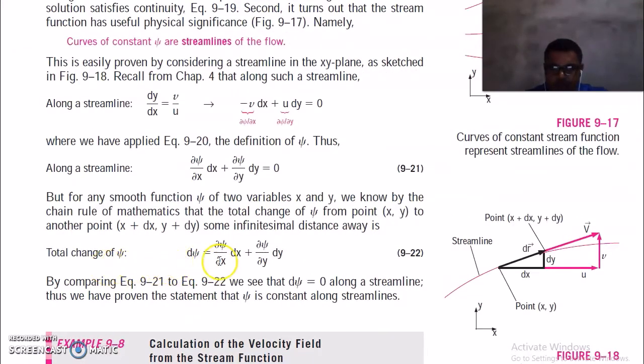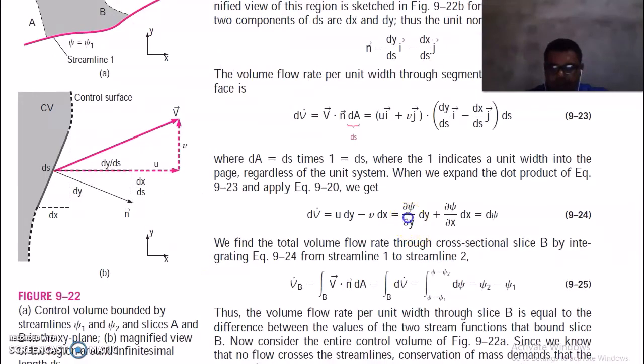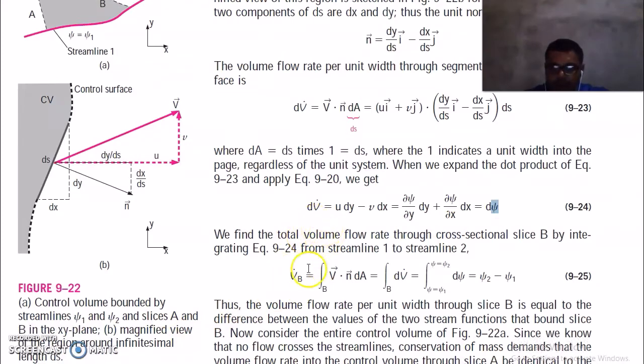So we know the total change of psi, which means you can replace this term in the equation with the terms of d psi. It means your volume flow rate is a function of psi. Now integrate this. We find the total volume flow rate through the cross section B slice by integrating this equation.